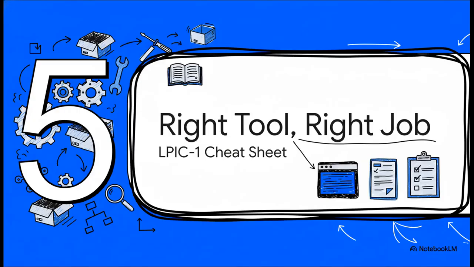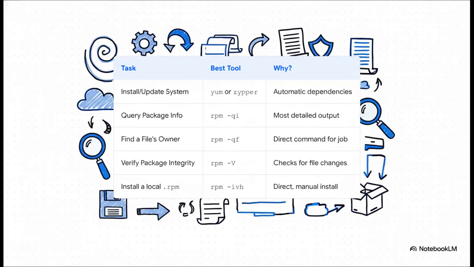Okay, let's bring it all home. For your exam, and just for being a good admin, it's not enough to know the commands. You have to know when to use each one. So consider this your official cheat sheet. Let's just run through this. For your everyday stuff, like installing software from the internet or updating your whole system, you're always going to reach for Yum or Zypper. Why? Because they solve dependencies automatically. But when you need to be a detective, when you need to see super detailed info, find out where a file came from, or verify package integrity, that's when you pull out the precision tool, RPM. It's all about using the right tool for the job.